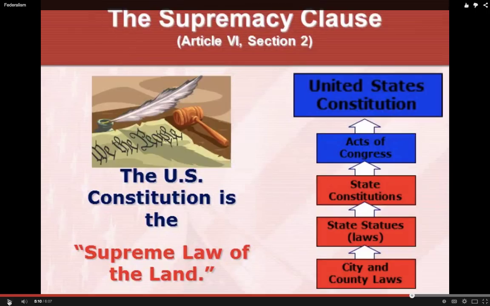Then you have state constitutions, which cannot violate an act of Congress or the Constitution. State laws cannot violate the state constitution, acts of Congress, or the Constitution. Then we get to city and local laws, which can't violate state statutes, which can't violate the state constitution, which can't violate acts of Congress, which can't violate the Constitution. This is called the ladder of supremacy, and whichever one is higher on the ladder is the one that is supreme.